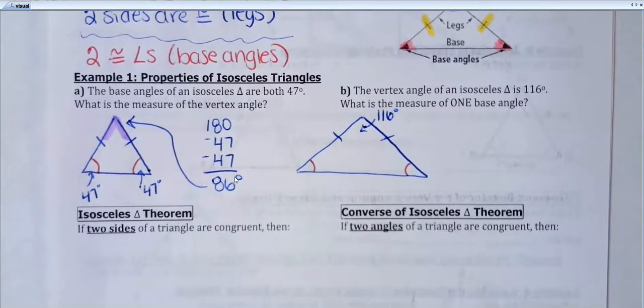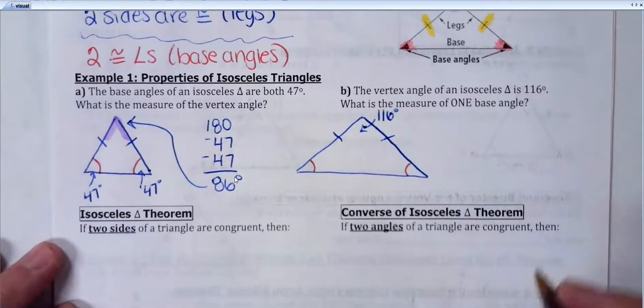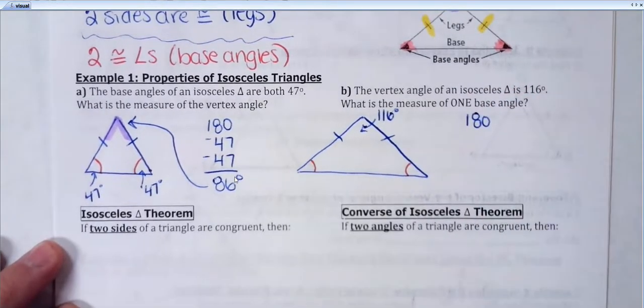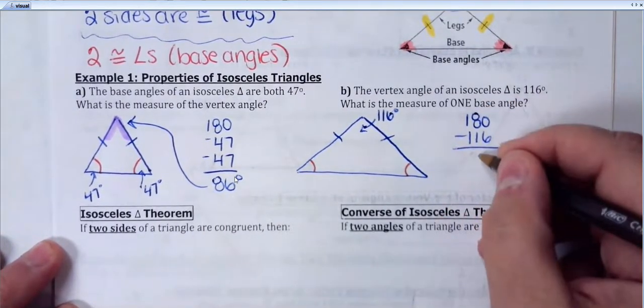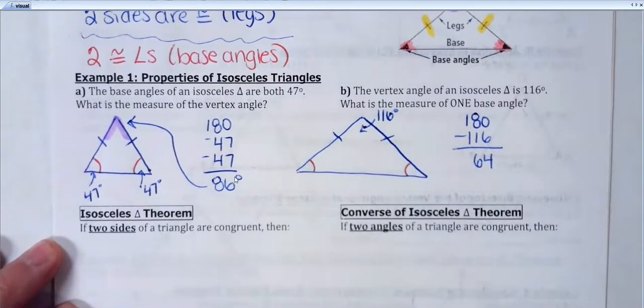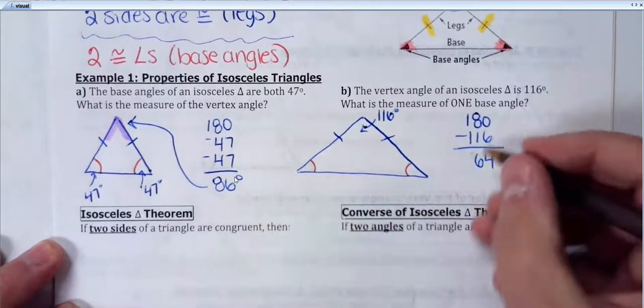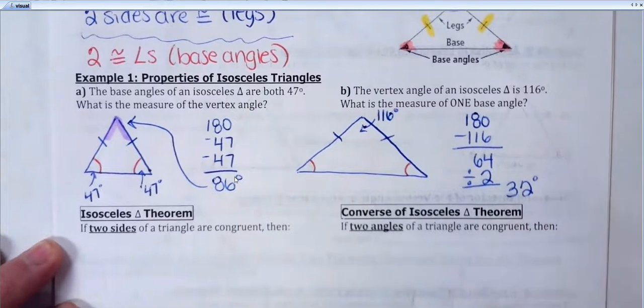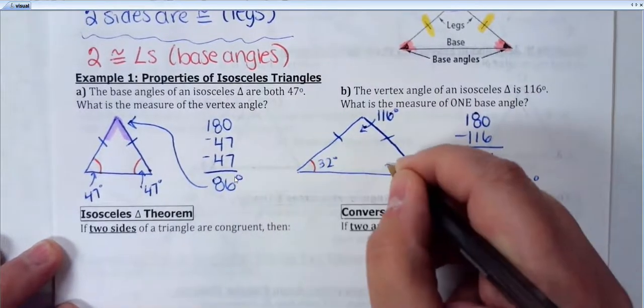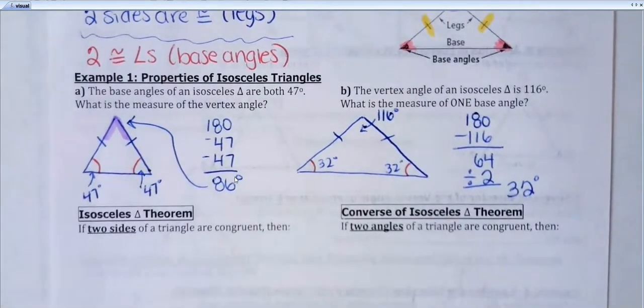If I want just one of the base angles, how would you go about finding it? Good. You know the inside angles of a triangle add up to 180, so I'm going to subtract the 116, and we get 64. Now I have to split that evenly between the two base angles because they're supposed to be the same. If you cut that in half, you get 32 degrees. So 32 would be my answer, and in my little diagram it applies to both of those angles. It's just a little bit different math if you have the vertex angle instead of the base angle.